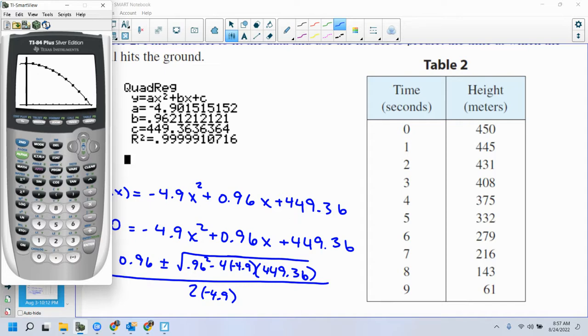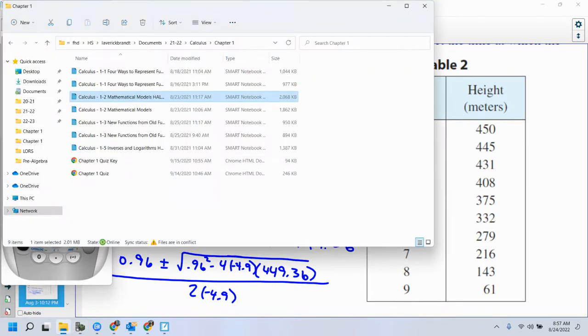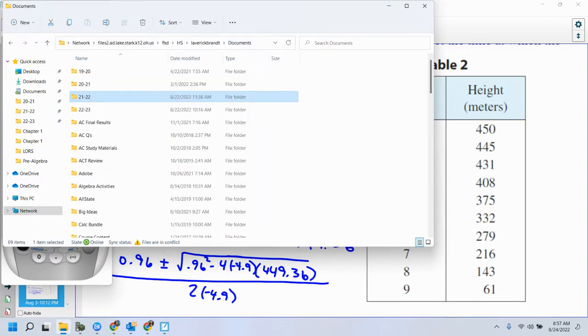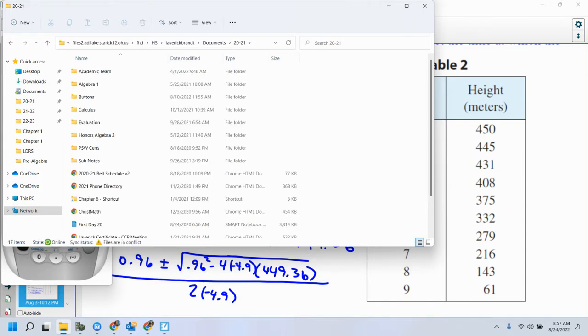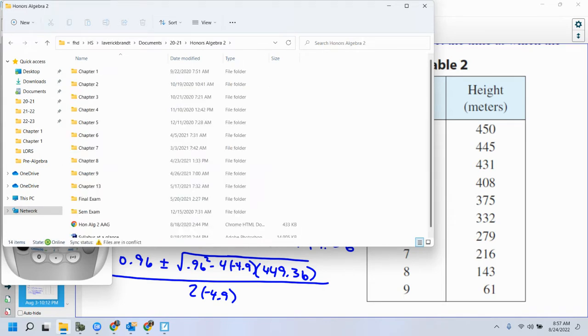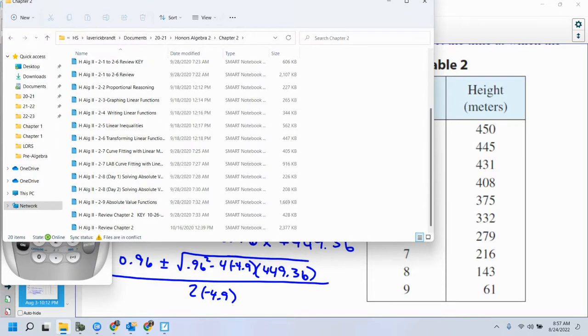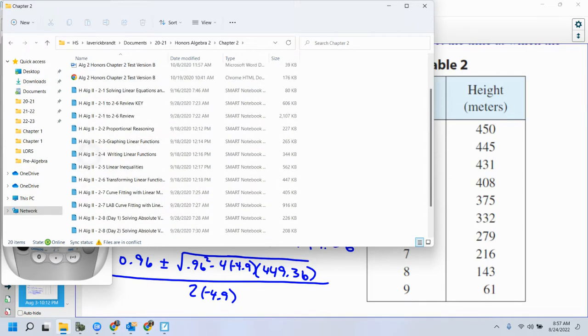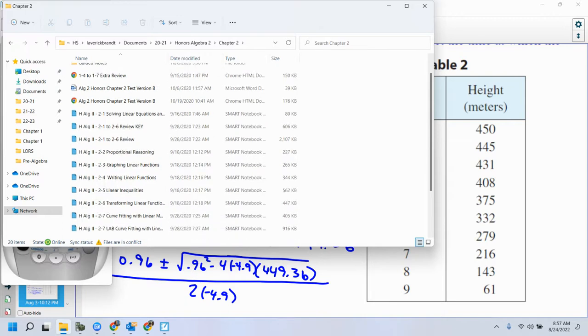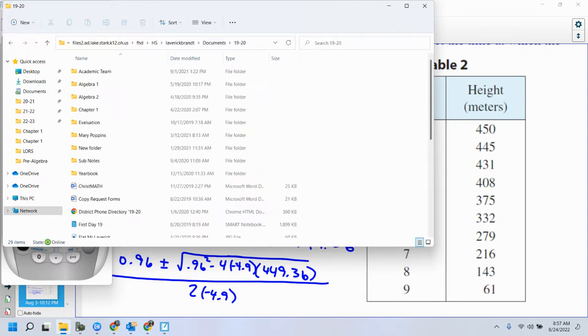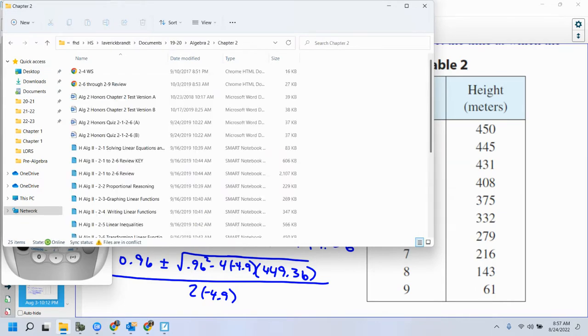You know the nice thing that I gave you and Mrs. Napoltz gave you back in Algebra 2? Let me see if I still have it. When's the last time I taught Algebra 2? 2021 school year. Algebra 2. When did we do this? Chapter 2? No. Curve fitting with linear models. Maybe it's back here. Algebra 2, chapter 2.